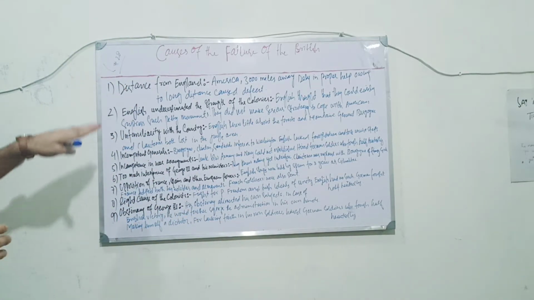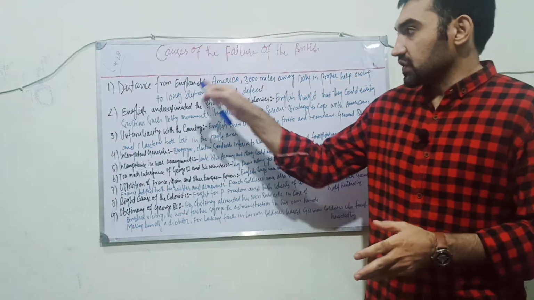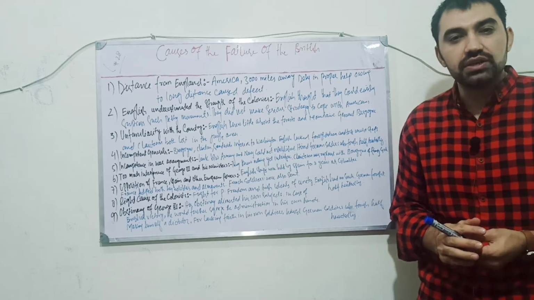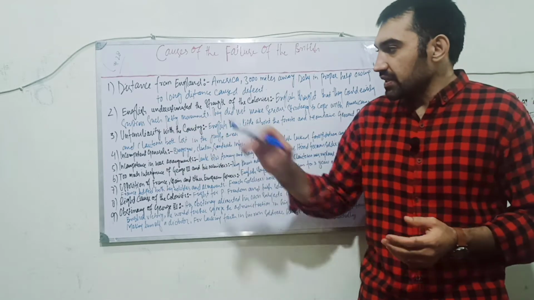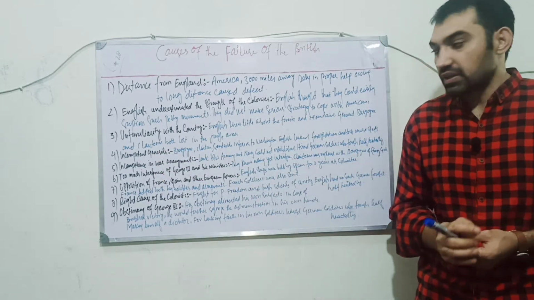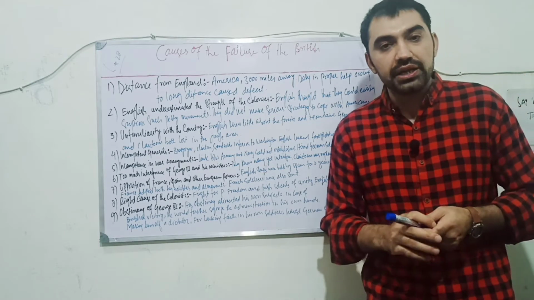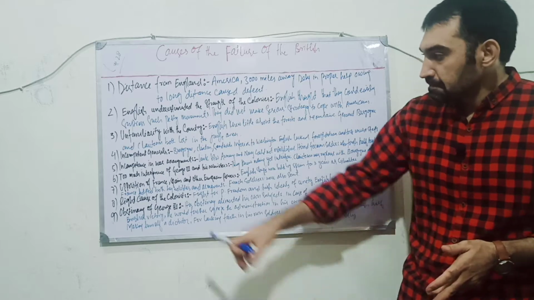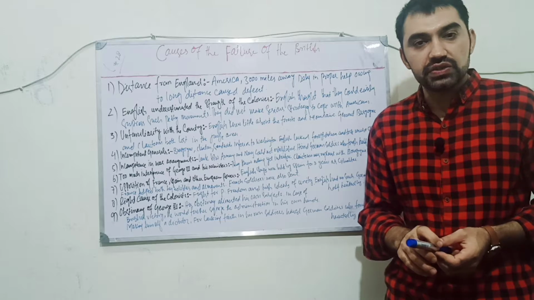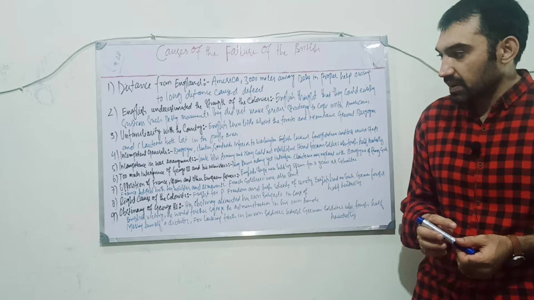The first cause of the failure of the British government was, of course, distance from England. Second was English underestimated the strength of the colonies. Third is unfamiliarity with the country. Fourth is incompetent generals. And fifth is incompetency in war arrangements of the English. Sixth is too much interference of George III and his ministers. And seventh is opposition of France, Spain, and other European powers.